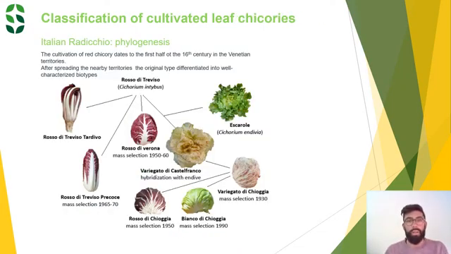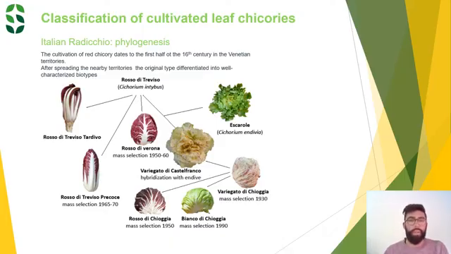I try to give you a hypothesis of the Radicchio phylogenesis based on morphological characters and also molecular marker analysis. The cultivation of red chicories dates to the first half of the 16th century in the Venetian territories. After spreading to the nearby territories, the original type differentiated into well-characterized types.